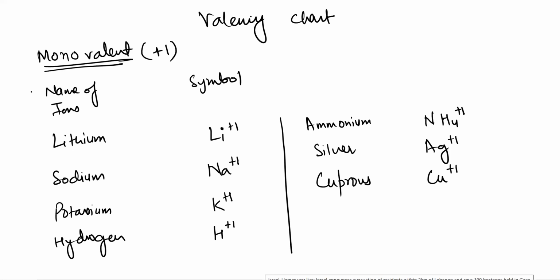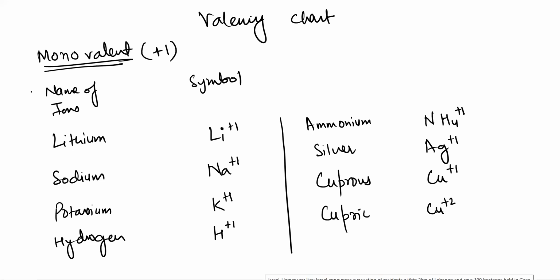So what is cuprous? Cuprous is a name for copper. Is it some kind of alloy? No, it is not an alloy. We have two valencies of copper. If it has one valency, we call it cuprous, and if it has two valency, then we call it cupric. This is Cu2 positive. So you need to remember this.